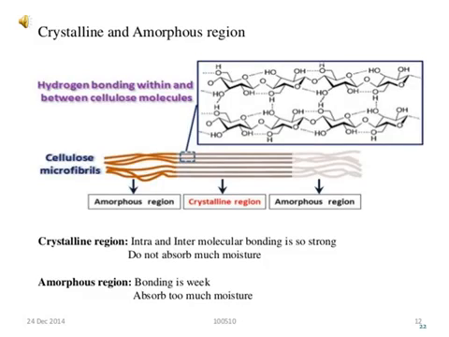Crystalline and amorphous region. Here you see the structure in which hydrogen bonding occurs within and between cellulose molecules. You can see in the crystalline region, intra and intermolecular bonding is so strong, and the crystalline region does not absorb much moisture, whereas on the opposite side, in the amorphous region, bonding is weak and the amorphous region absorbs too much moisture.